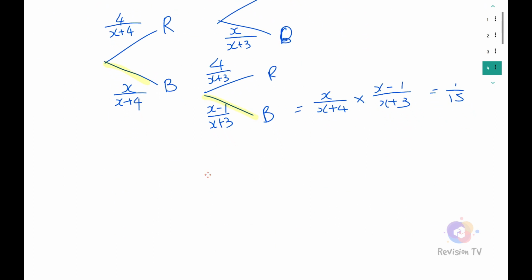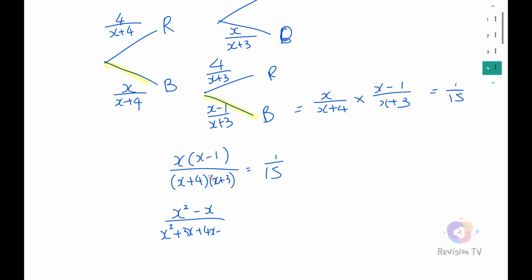So my next task is to simplify the algebra and solve the equation. Let me rewrite this. X times X minus 1 in the numerator, denominator X plus 4 times X plus 3, and that equals 1 over 15. Normally I'd ask you to keep the denominator the same without expanding, but here, since we have to solve it, there's no harm expanding the brackets since we can't cancel anything in the numerator anyway. If I expand the numerator, X times X is X squared, X times 1 is minus X, denominator X squared plus 3X plus 4X plus 12 equals 1 over 15.